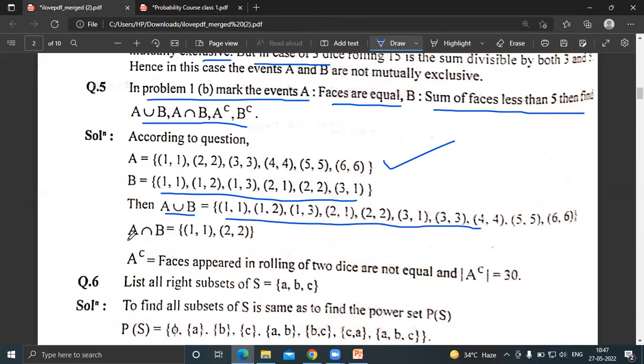And what is your A intersection B? Check here. 1, 1 is the common point. Similarly, 2, 2 is the common point. So A intersection B is this.